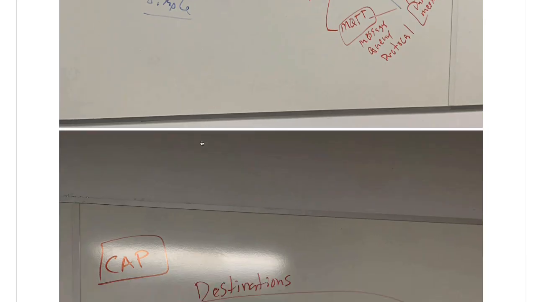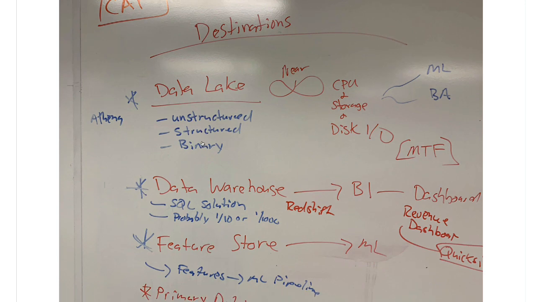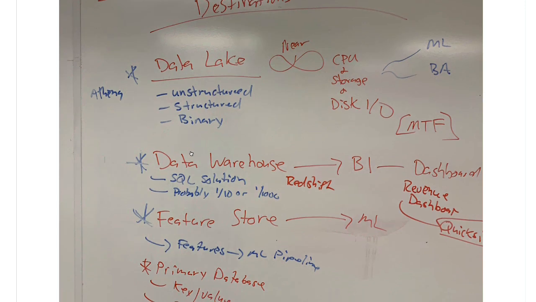Now, finally, if we look in terms of destinations here, one of the things to consider is where are you going to put this data? A lot of times you will put this data into a data lake, and the reason for this is you can put unstructured, structured data, binary data, and data lakes have infinite CPU and storage and disk I/O. And this is really the advantage of this, it's really a place that can handle the load you give to it, and then you can build things on top.